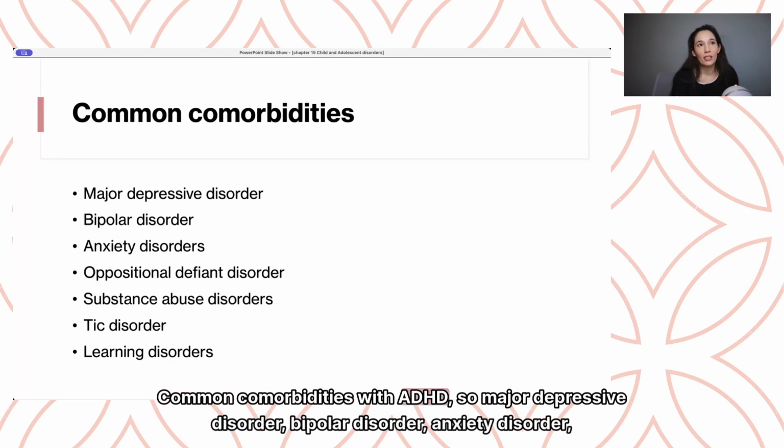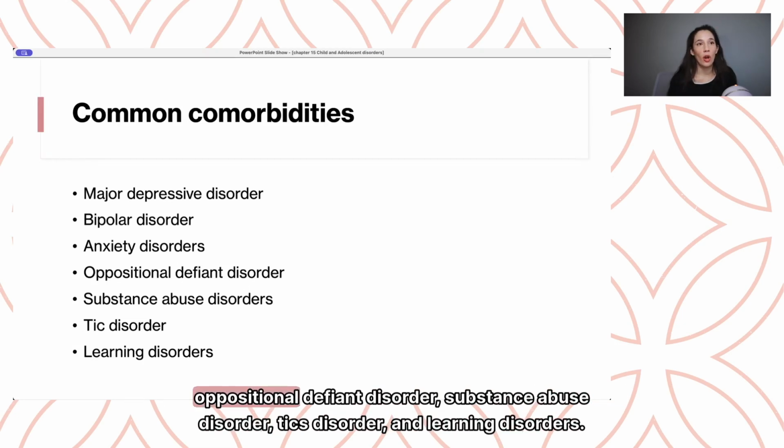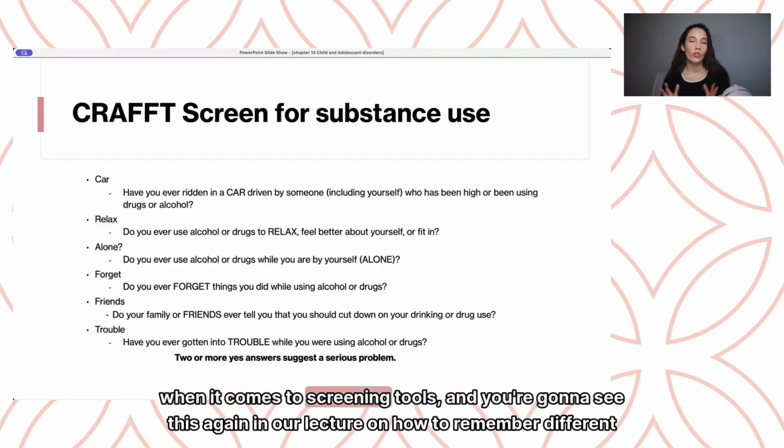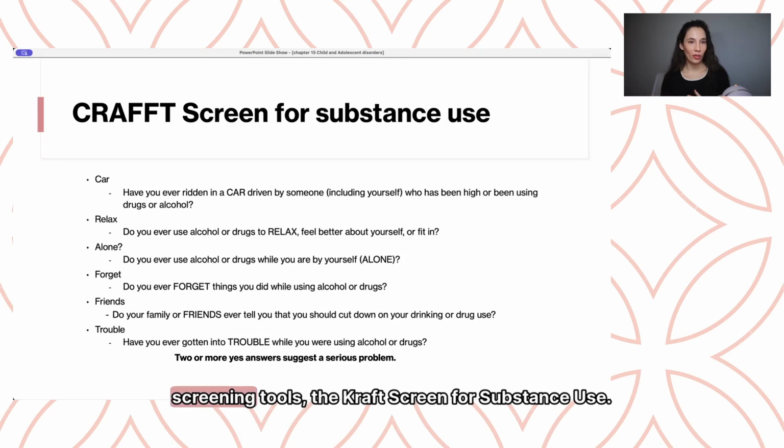Common comorbidities with ADHD are major depressive disorder, bipolar disorder, anxiety disorder, oppositional defiant disorder, substance abuse disorder, tic disorder, and learning disorders. And when it comes to screening tools, and you're going to see this again in our lecture on how to remember different screening tools, there is the CRAFFT screen for substance use.